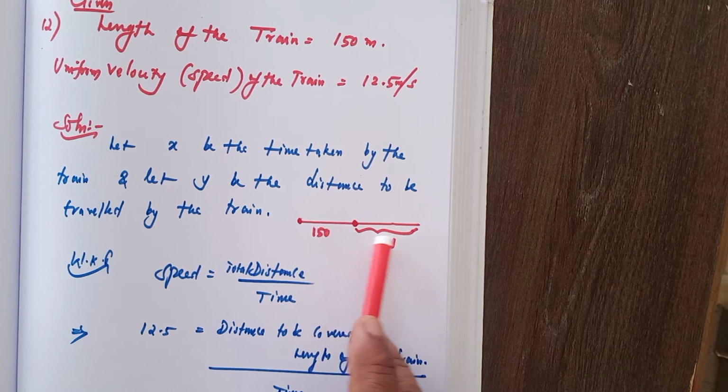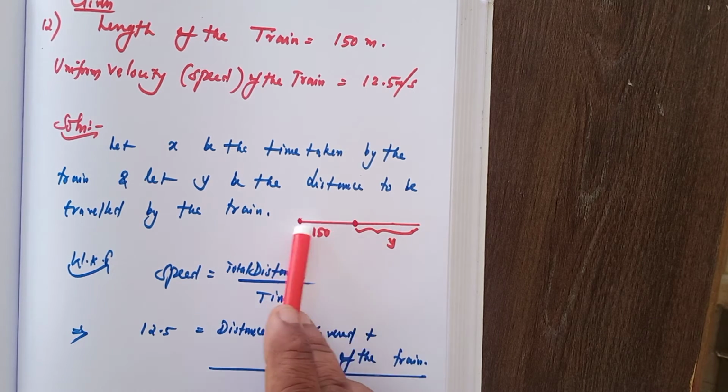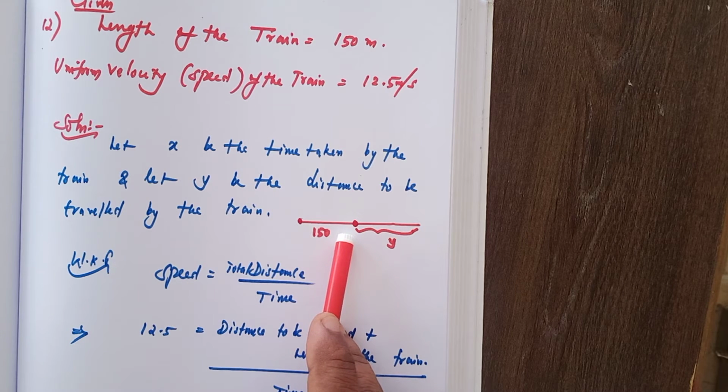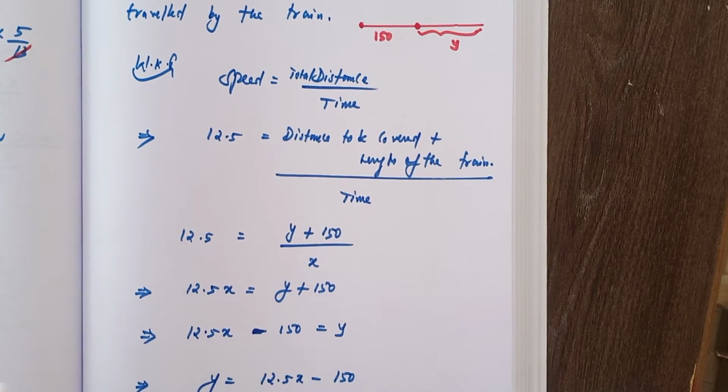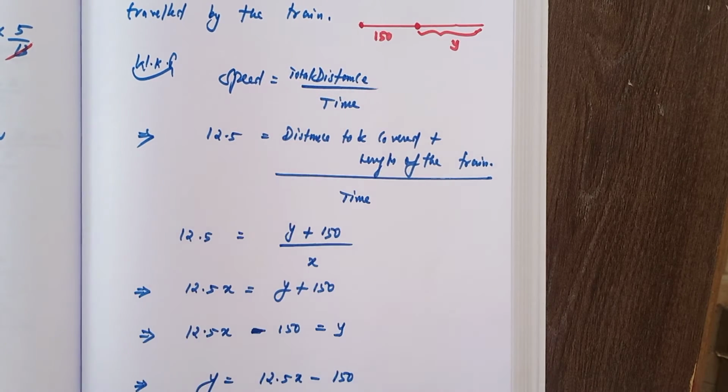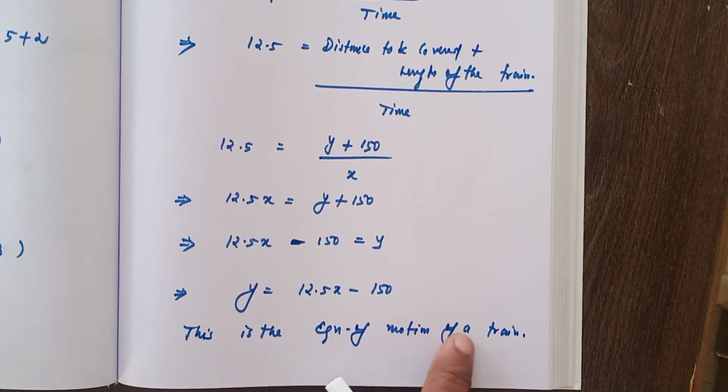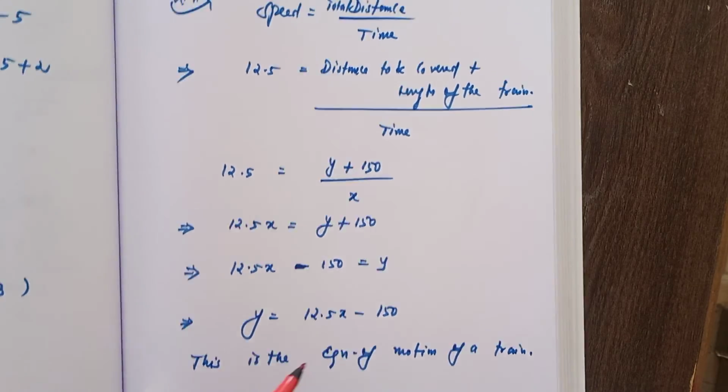This is the distance to be covered, that is y units. The total distance means even the length of the train is to be added, that is given as 150. So I have added these two, 150 plus y. So that is the total distance. Okay. So this is the equation of motion of a train. Subdivision 1 is over.